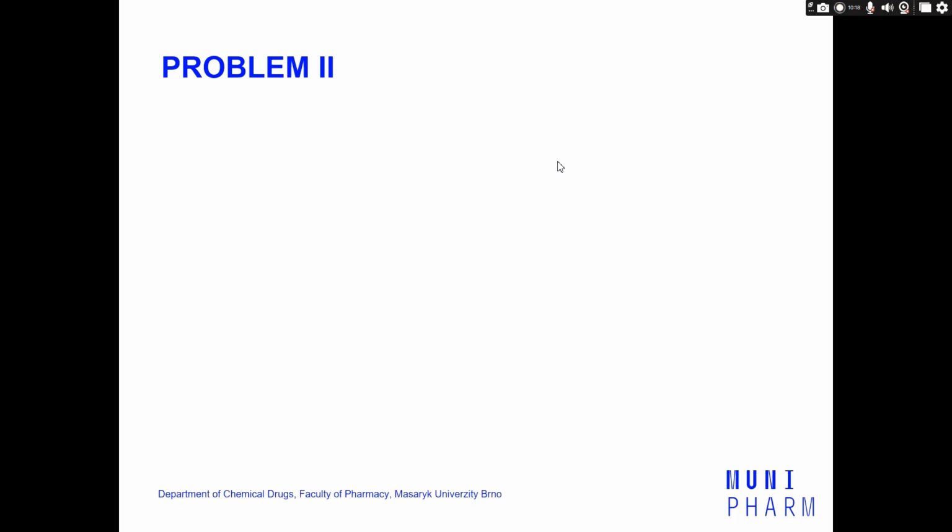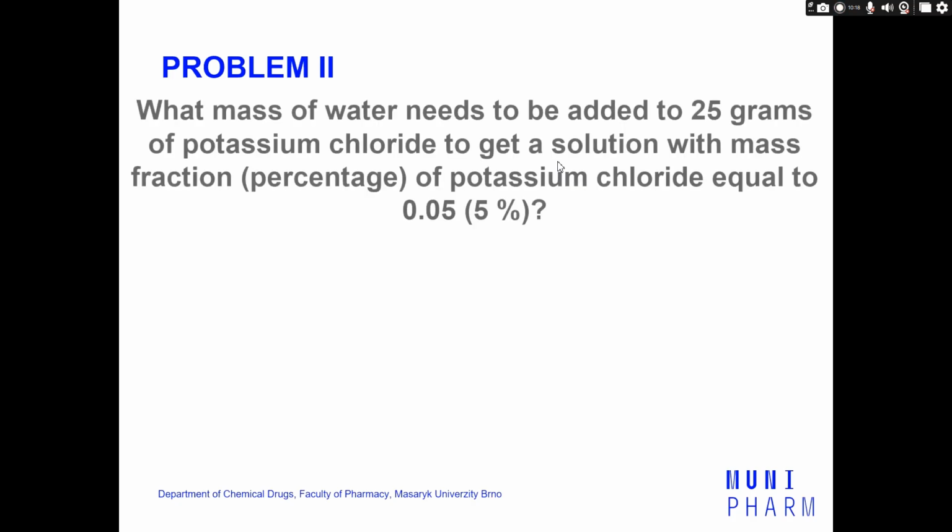Let's look at another problem. What mass of water needs to be added to 25 grams of potassium chloride to get a solution with the mass fraction of potassium chloride equal to 0.05? We know that the mass fraction is the ratio of the mass of a component divided by the mass of the whole. We have already said that. But our actual unknown is none of it.